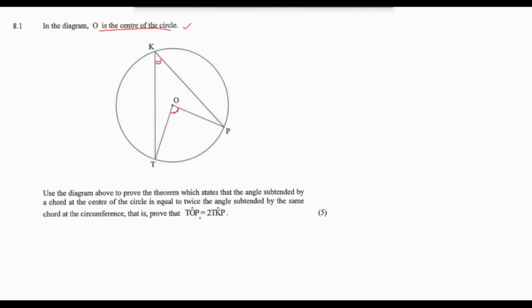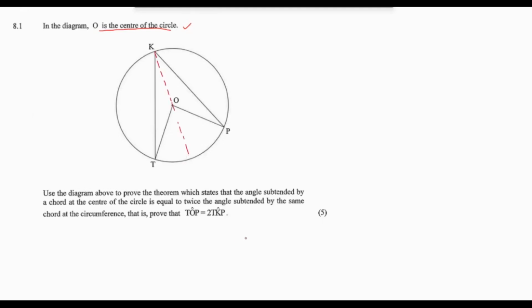So how do we do that? I'm going to show you 2 methods here. Let's start with the first one. And the first thing to remember is actually the construction. What should we construct? And then after that, we have to remember the theorems that we use. Like the first one, we have to construct a line that will pass through O from K. This is the line here.